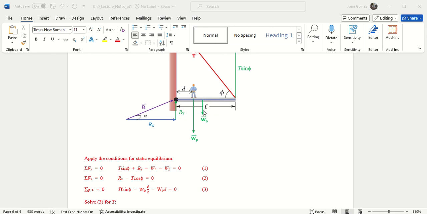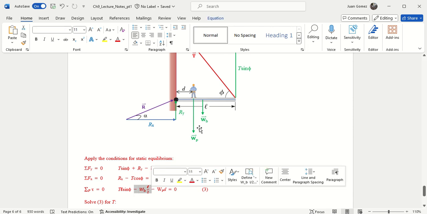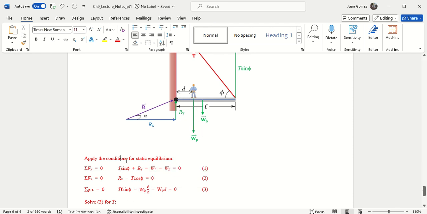And we know that WB and WP each create a negative torque. So let's do so now minus WB, and for WB the lever arm is L over 2, because we know WB acts at the exact midpoint of the beam. Then it's going to be minus WP times D, and that sum equals 0. That gives us equation 3.